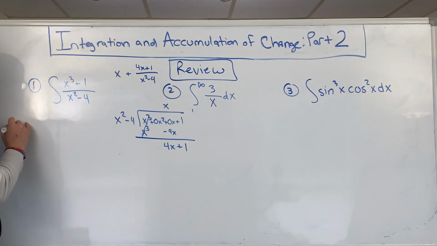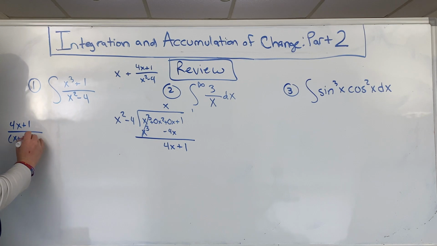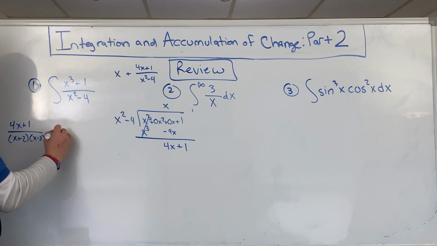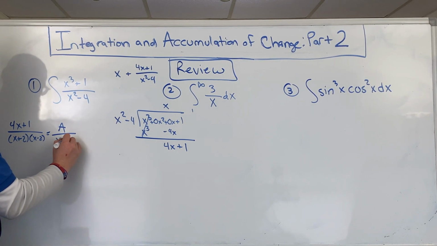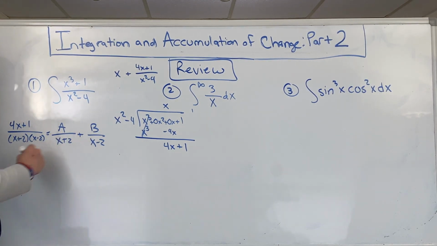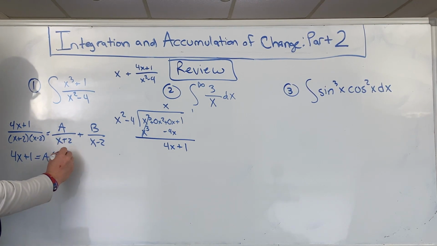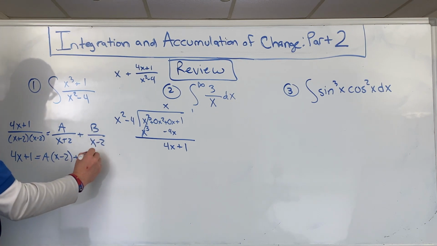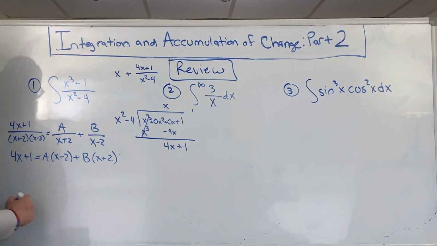That part I can use for partial fractions. So I'm going to factor it into (x plus 2)(x minus 2). Then I'm going to have capital A over (x plus 2) plus capital B over (x minus 2). Clear the denominators. So I'm going to end up with 4x plus 1 equals A times (x minus 2), since the x plus 2 will cancel, plus B times (x plus 2), since the x minus 2 will cancel.